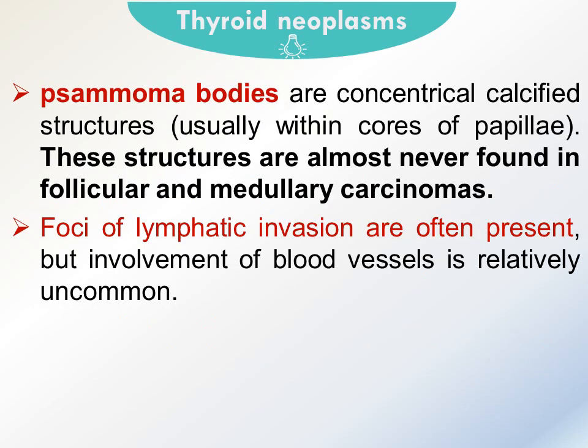In addition, concentrically calcified structures termed psammoma bodies are often present within the lesion, usually within the cores of papillae. These structures are almost never found in follicular and medullary carcinomas. The final microscopic hallmark of papillary neoplasm that we need to know is that foci of lymphatic invasion by tumor are often present, but involvement of a blood vessel is relatively uncommon.